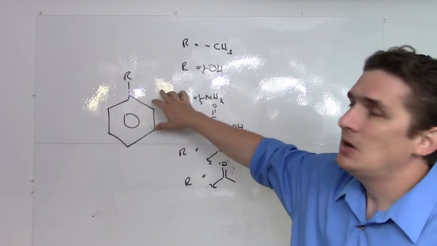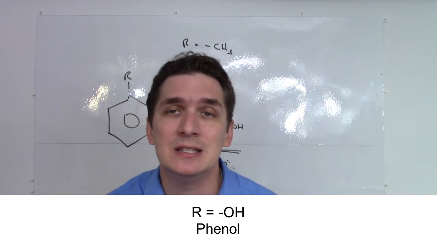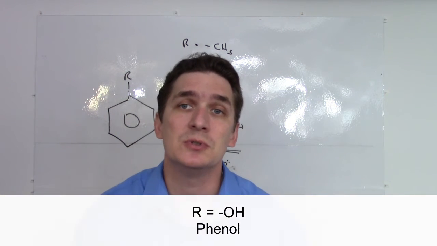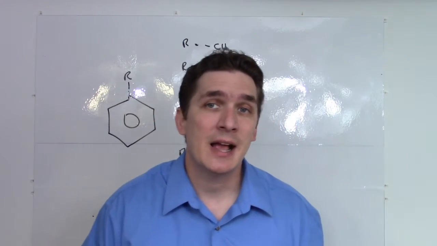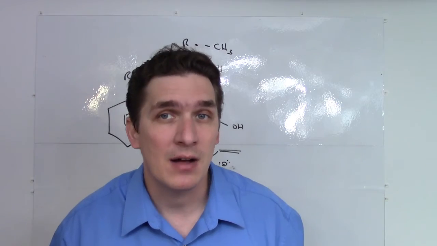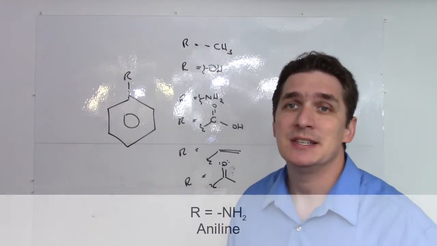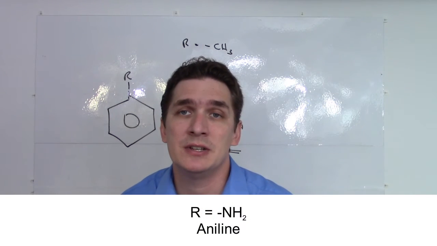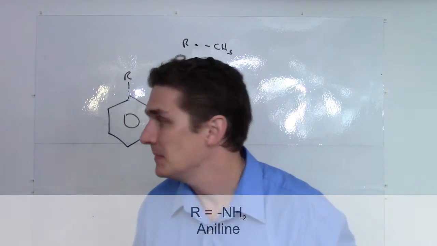Second, if R is an OH group, this is not 1-hydroxybenzene, this is phenol. So phenol is one of the more useful alcohols in terms of reactions we're going to do with benzene because the hydrogen is actually pretty easy to get off. If R is NH2, this is aniline. Aniline is a very common derivative. It's used a lot in terms of trying to make like these nitroesters of benzene.